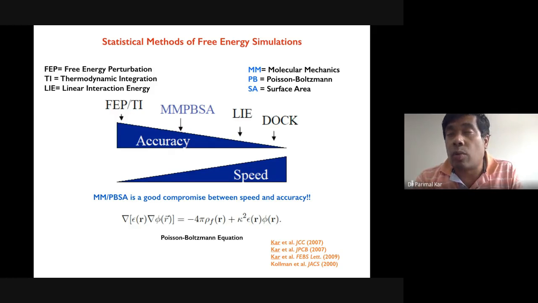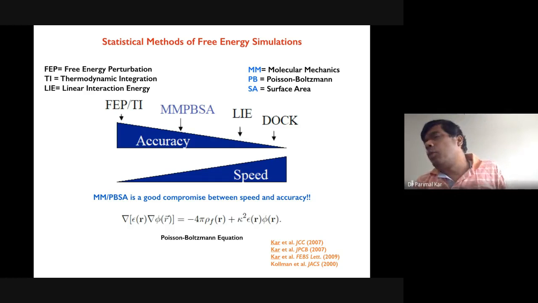Okay, if the error is too high in docking, that's why we need to use a better method. But at the same time, we also need to keep in mind the speedup. So now considering the speedup and accuracy, the most popular method that is frequently utilized to estimate the binding free energy is called MMPBSA. Okay, so where MM stands for molecular mechanics, PB stands for Poisson-Boltzmann, and SA stands for surface area.